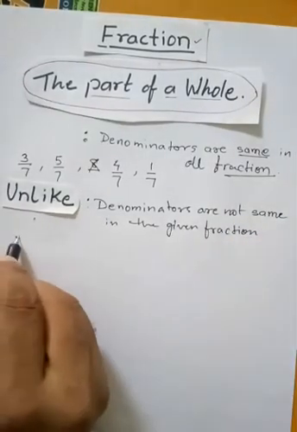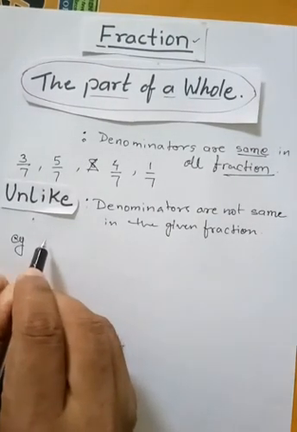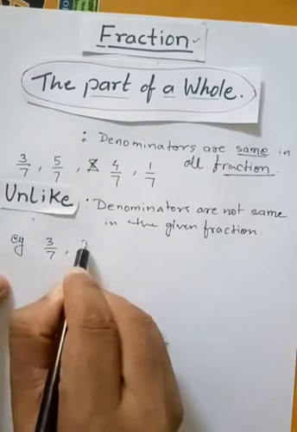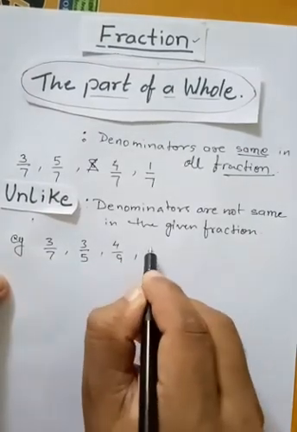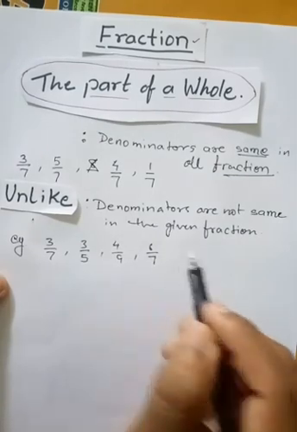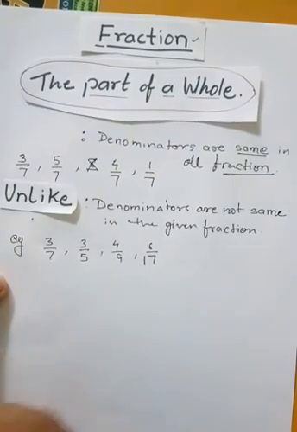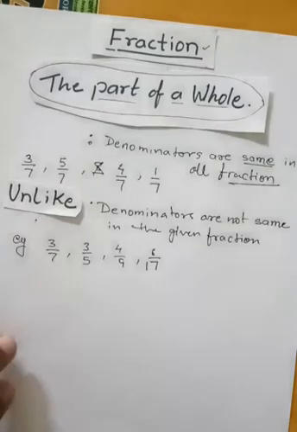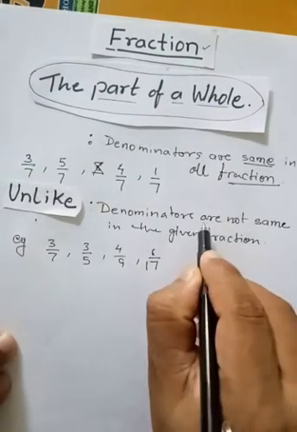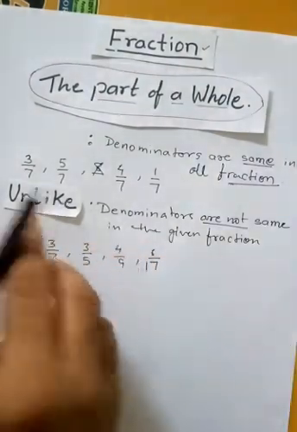For example, let's take the examples now. Very simple. Suppose I have 3 by 7, then 3 by 5, then 4 by 9, then 6 by 7, something like that. As you can see, all the denominators are different, absolutely different, as they are not the same. Not the same here means not equal, and hence these kinds of fractions are called unlike fractions. I hope you are clear with like fractions and unlike fractions.